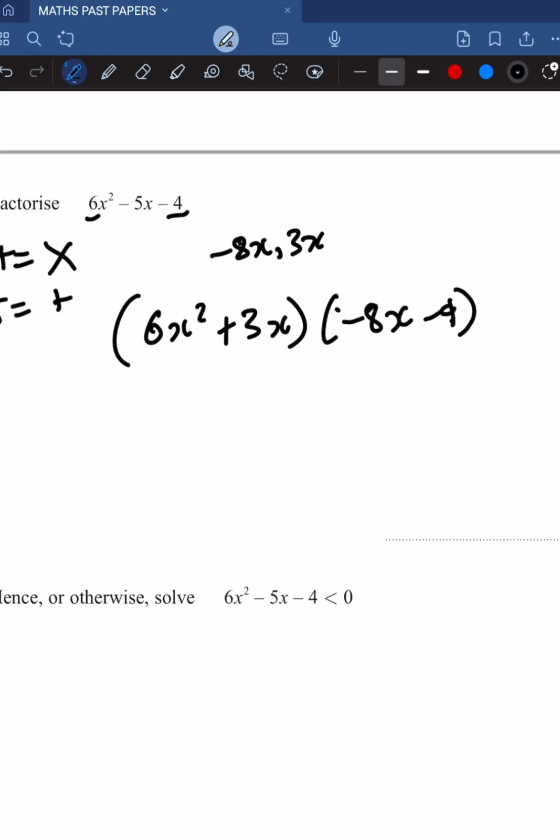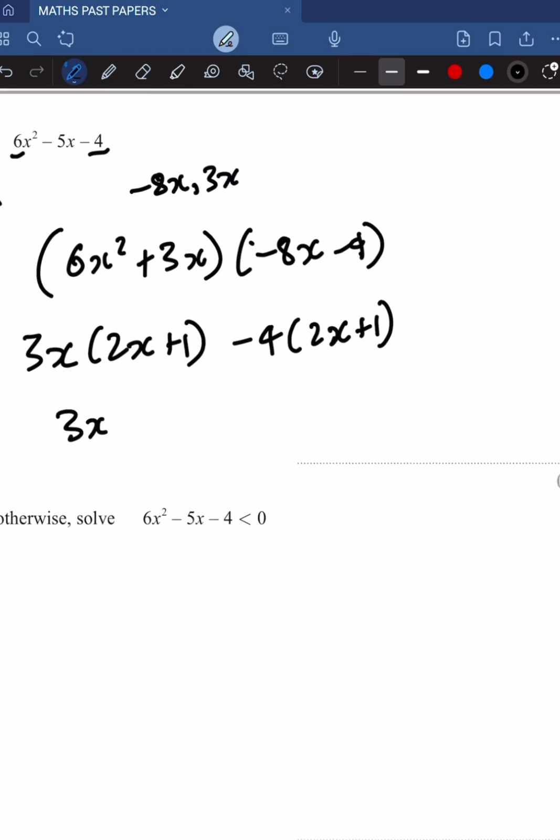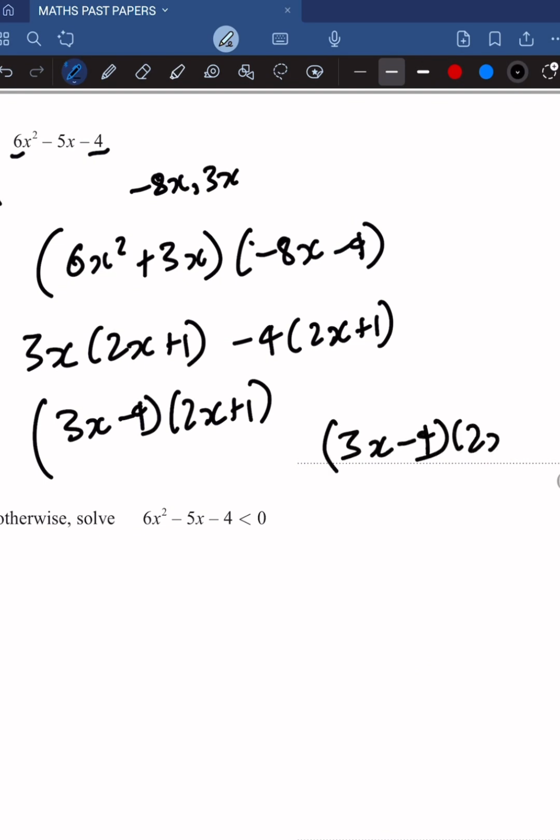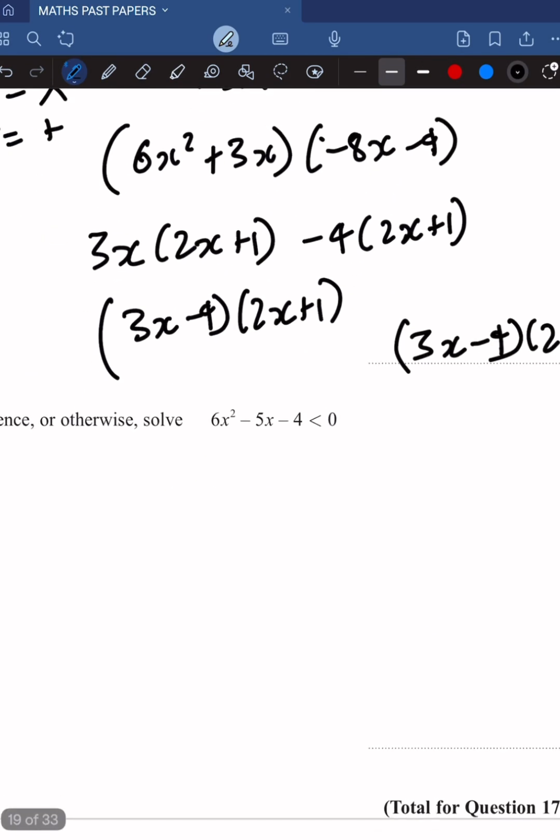So we're going to pick out, of course, what's most common: 3x minus 4 and 2x plus 1. Hence or otherwise, solve. Now, of course, let's look at our roots.